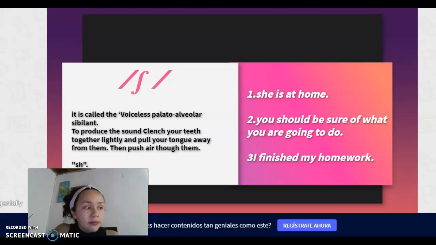Yes. And other words are like sure, or sure also. And this means that you create friction through clenched teeth by directing airflow. Yes.